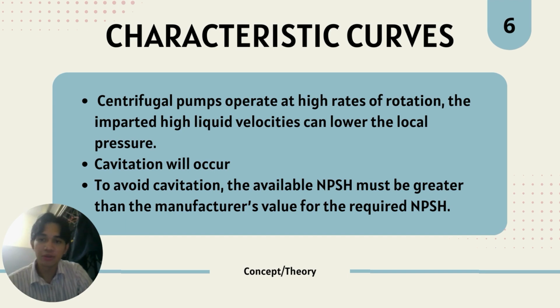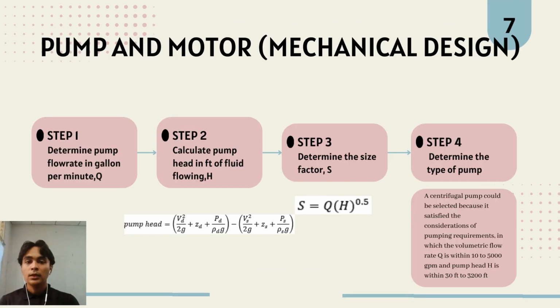Centrifugal pumps are limited by the rate of rotation of the impeller to the pump head they can achieve in a single stage. Typically, a maximum head for a single stage is around 500 feet. In this slide, I explain the steps to calculate the mechanical design for a pump and motor. In this part, we also learn the steps to select a suitable pump for a certain application.